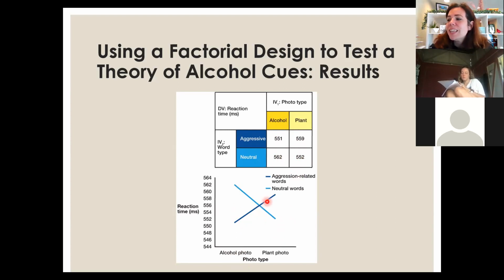And then we see the increase in reaction time for the aggression-related word if they were cued with a plant photo. Okay, so this is showing, again, that when they've been primed with a photo of alcohol, they identified aggressive words more quickly. So this is supporting the theory that people cognitively associate alcohol cues with aggressive concepts. Okay, what do we think about this?